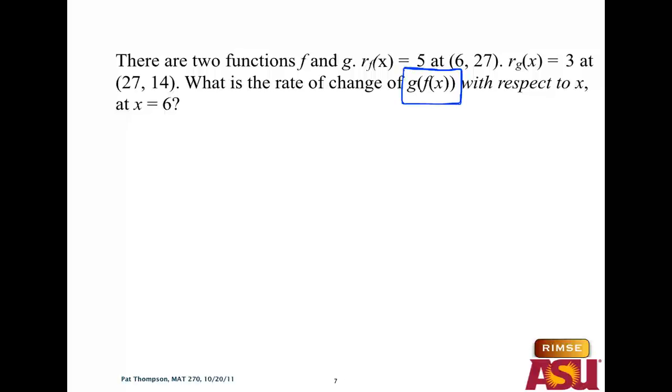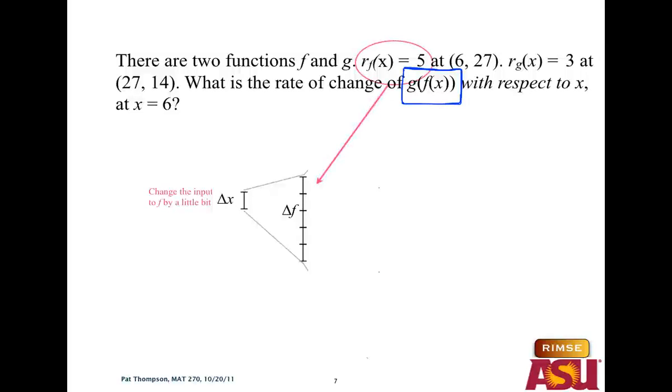So thinking about that for rate of change, we said that if X changes by a little bit, how much will F change? It'll be 5 times the amount that X changed, right? Because the rate of change is 5. Now, if F changes that much, how much will G change? 3 times that amount, right? 3 times the amount of the input to G, which is the change in F.